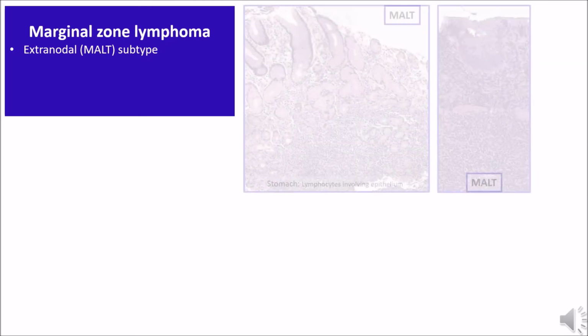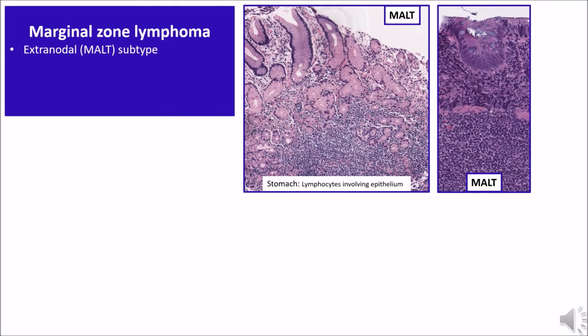Marginal zone lymphoma is divided into 3 subtypes: extranodal marginal zone lymphoma of mucosa-associated lymphoid tissue, MALT, nodal, and splenic. We'll focus on MALT lymphoma here. MALT lymphoma is associated with chronic inflammation at various sites, often associated with infections or autoimmune conditions.